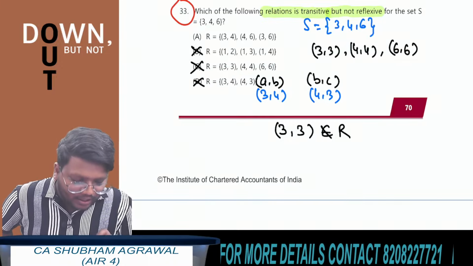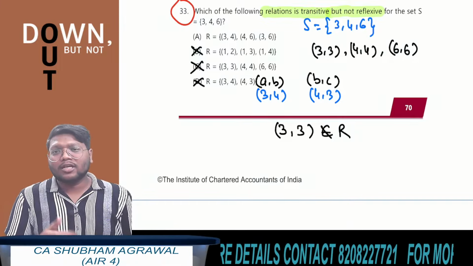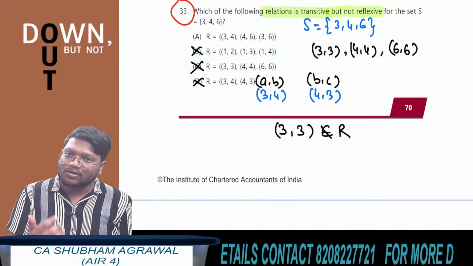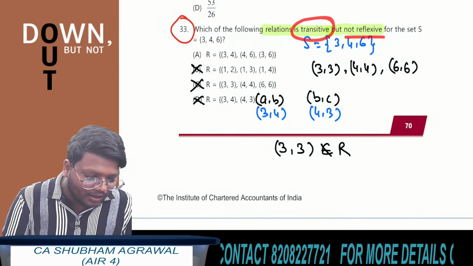You can eliminate option D also. Why have we eliminated option D? Because option D is not transitive as well as not reflexive. So option D is also wrong. We want the relation which is transitive but not reflexive.